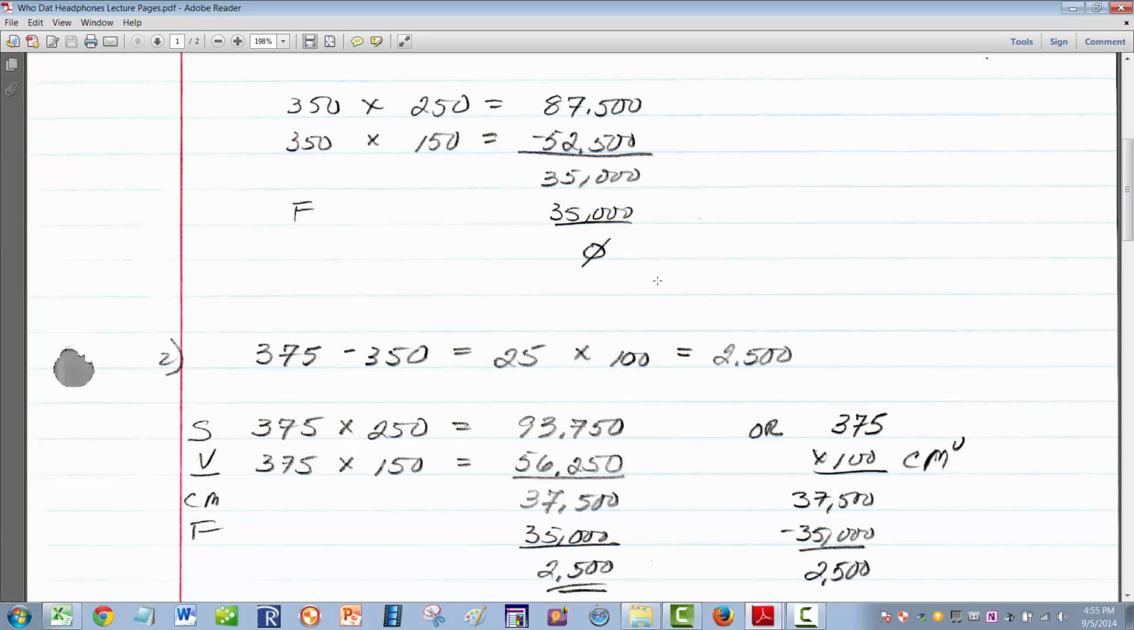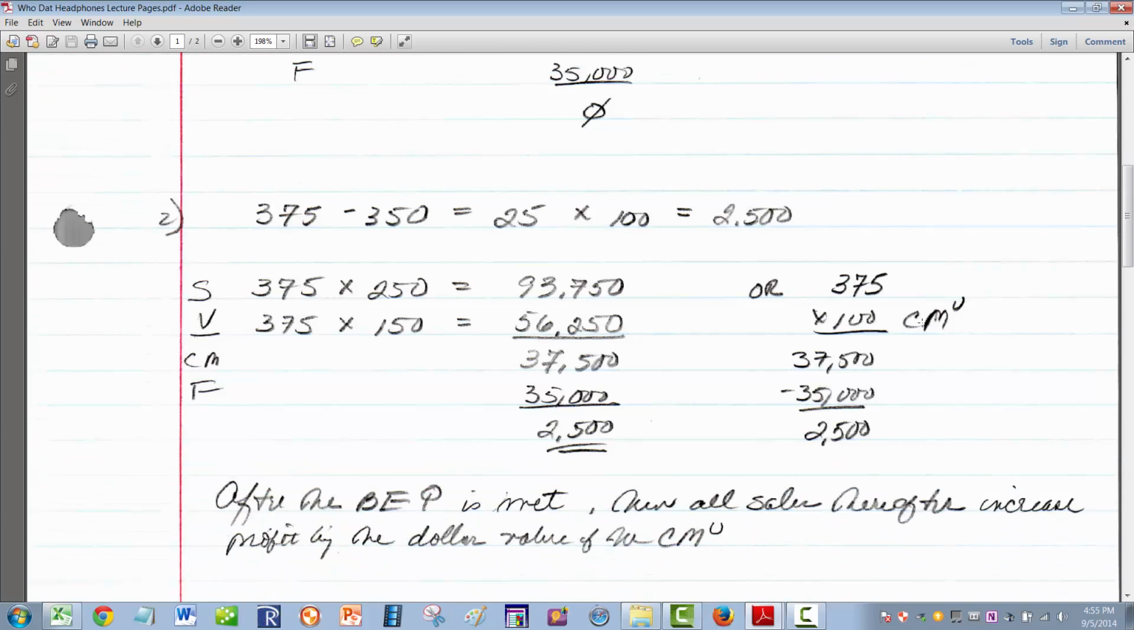Next, we said if the sales quantities are 375, what will be the profit? Well, we could do it the long way, 375 times the 250 and times the 150, or you can do it the short way, which is sales quantities of 375 minus our break-even quantities of 350. That will equal 25 more that you're selling times the contribution margin per unit of 100. So the short answer is your profits will increase by $2,500 if you sell 25 more units.